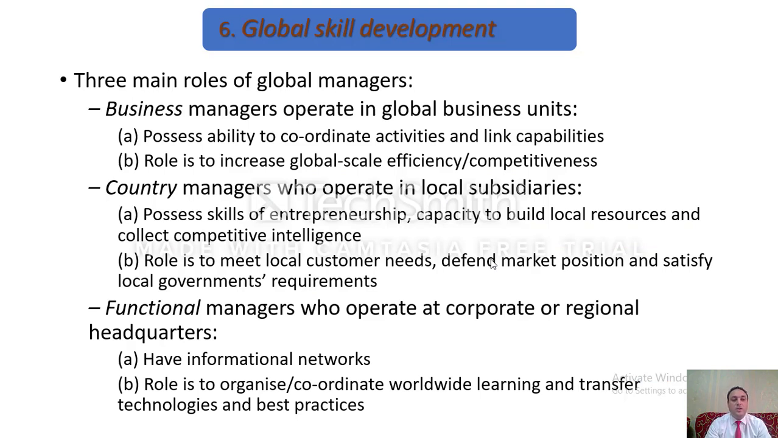So there are three main roles of global managers. For example, the business managers operate in the global business units. This is the upper stage, as they have the ability to coordinate the activities and link the capabilities between the different subsidiaries and the headquarters and so on. And the role is to increase the global scale, efficiency, and competitiveness.